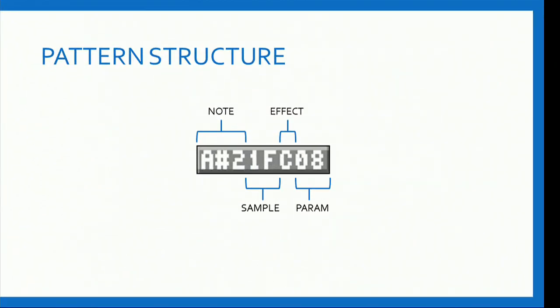So there's a pattern structure. What you'll notice if you use things like Fasttracker or Impulse Tracker is the one thing that's missing is a volume control on the channel, which you don't have, which is actually a real pain in the backside. But there's loads of ways around that.